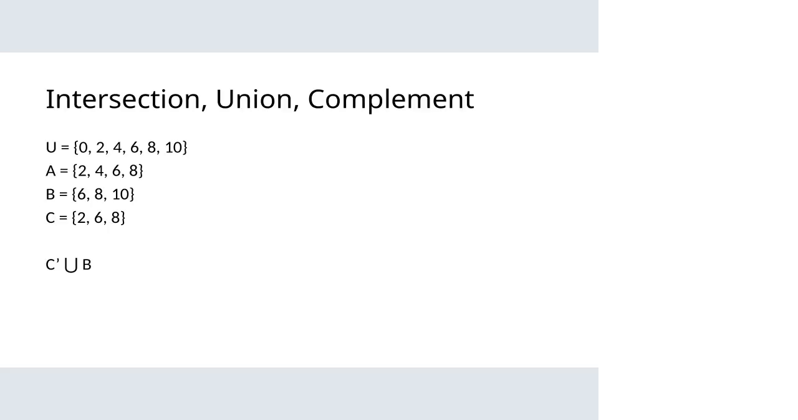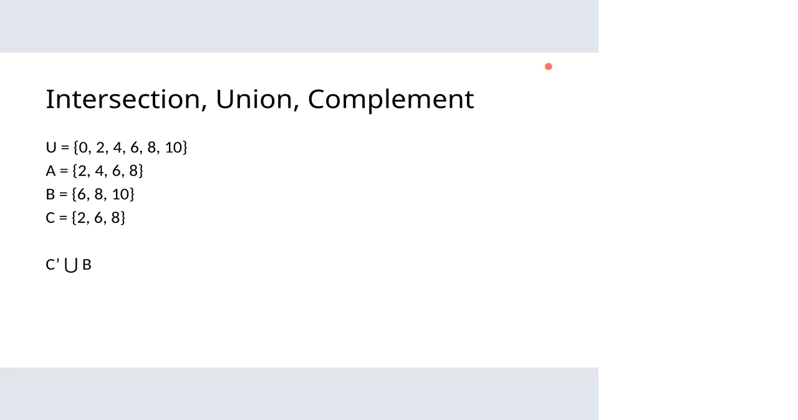Okay. Some set theory. Intersection, union, and complement. Just a little reminder here. This would be our universal set. That's all the elements that are under consideration. Everything we are even considering. And then we have these sets A, B, and C that we've been given. And what we've been asked for down there is C complement union B.